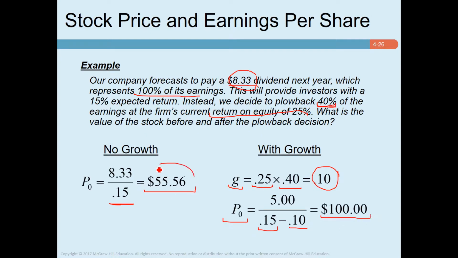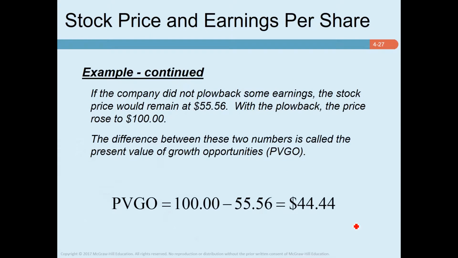So you can see that this is the value of the stock when assuming no growth, and this is the value of the stock when you are assuming growth. The difference between these two is the present value of growth opportunities. So this is called present value of growth opportunities, 100 minus 55.56. This is the value of the stock that comes from the growth that we are expecting from the stock. So that's the end of our discussion on this chapter. Thank you very much.